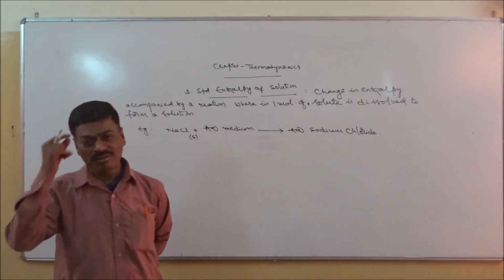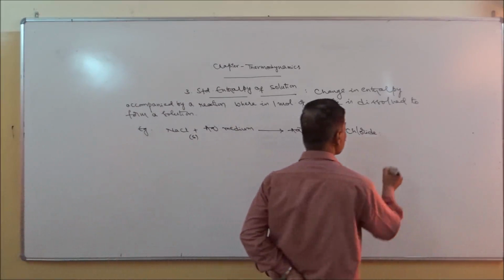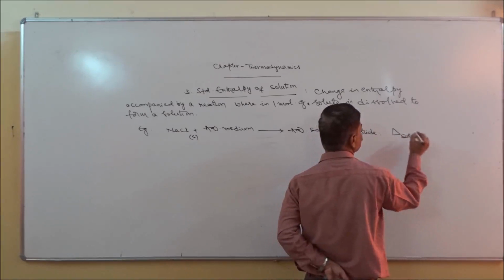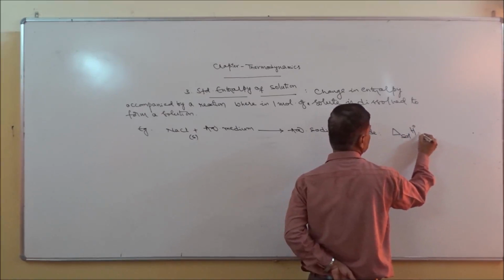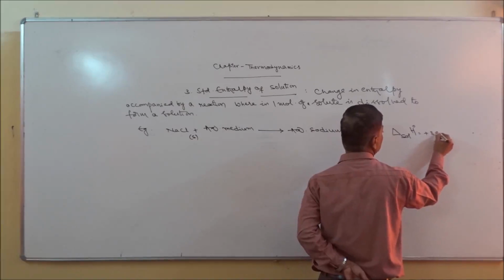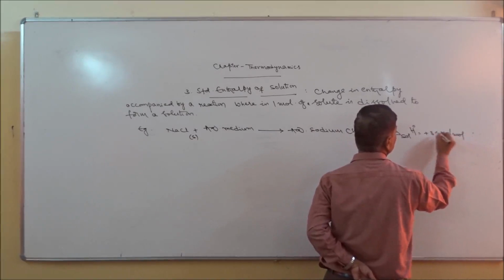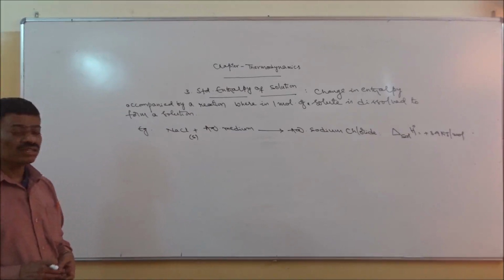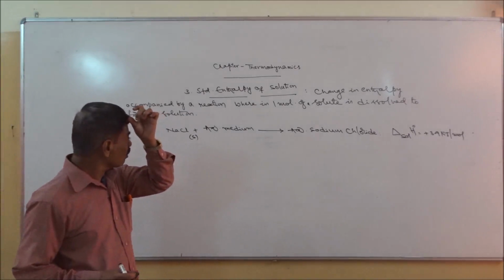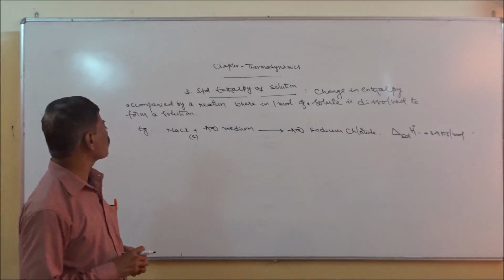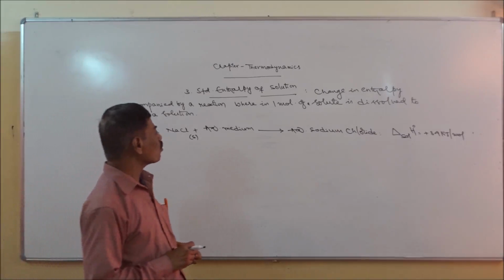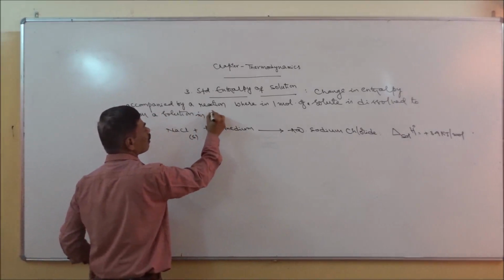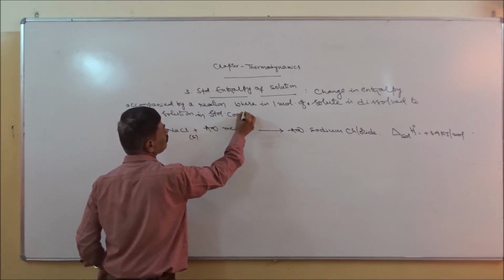And here standard enthalpy of solution is symbolically represented by delta sol H naught. This is equal to plus 3.9 kilojoules per mole. This is the amount of energy required to make the binary solution. That's about standard enthalpy of solution. So change in enthalpy accompanied by a reaction wherein 1 mole of a solute is dissolved to form a solution in standard conditions.